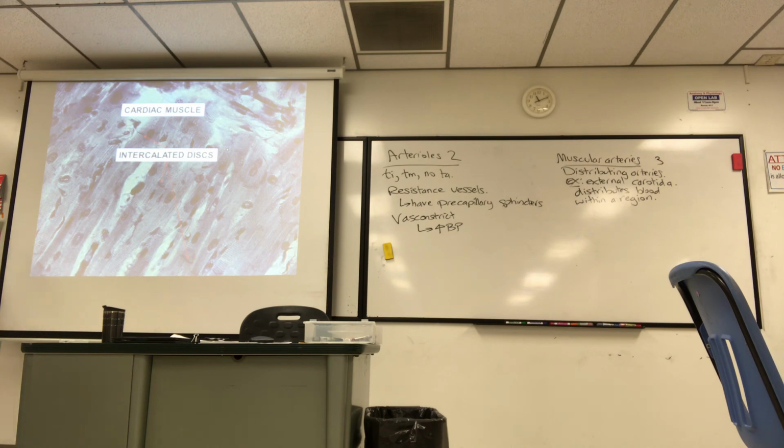I need both words. Look for the striations, multinucleated cells. I point to a couple of intercalated discs. Can you see them? Fade it a little bit. Well, look for the vertical dark bars. Those are the intercalated discs that have the gap junctions and the desmosomes, as I mentioned. Anyways, from the heart, you pump blood into elastic arteries.